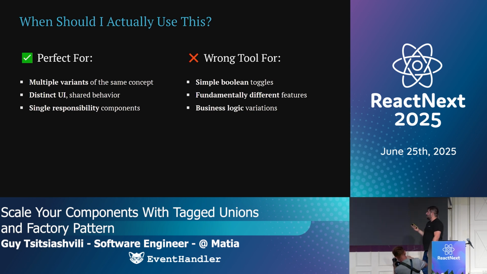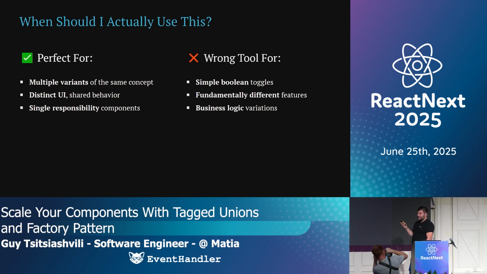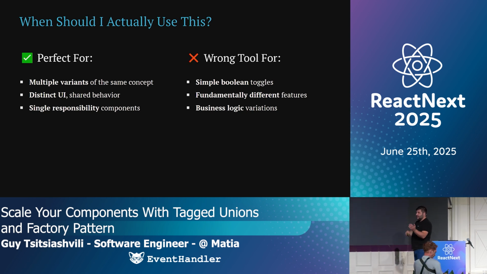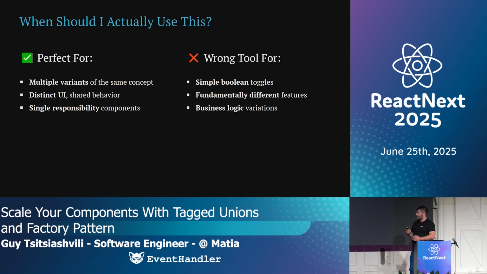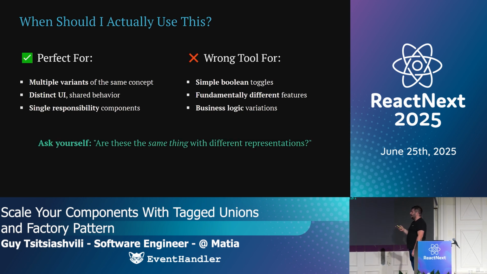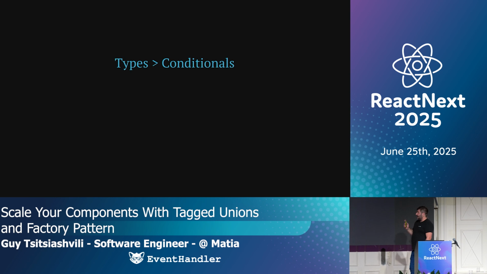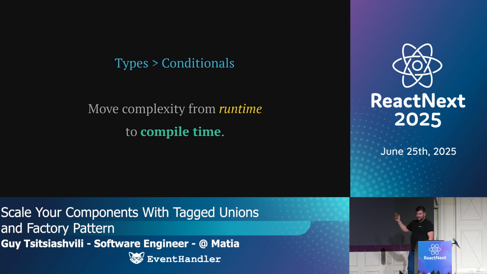And it's wrong necessarily for components that have small Boolean toggles, like is active, is disabled, such stuff. If the variants are fundamentally different, we should avoid it. And if the variants contain different business logics, okay? You should ask yourself, are these the same thing with different representations? And if the answer is yes, probably this would be the way to go. And always remember, types are better than conditionals. Move complexity from runtime to compile time. Thank you.